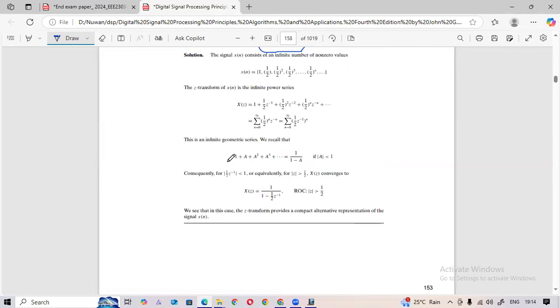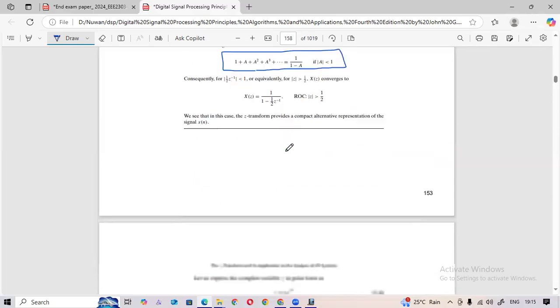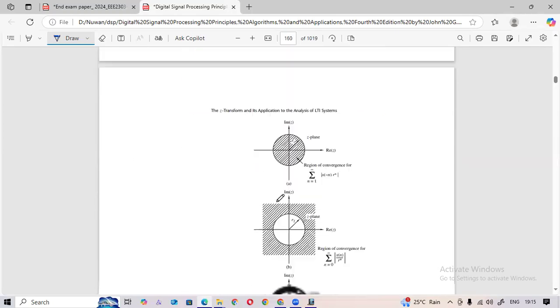Using this, what is this called, Maclaurin expansion. Using this expansion, you can easily calculate this kind of questions, this kind of signals' Z transform.